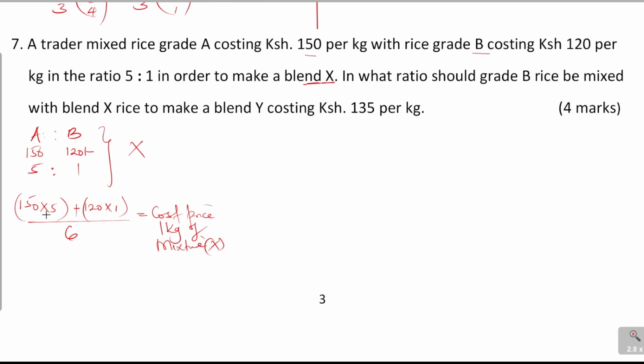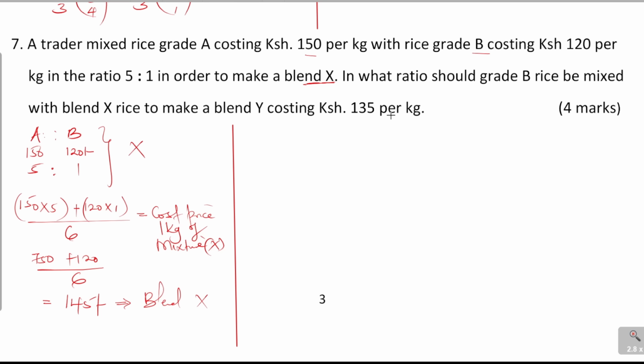So we work out 150 times 5, that will give 750, plus 120, divided by 6. So we work this out: 750 plus 120, and then we divide by 6. So we get 145. So that is the cost of 1 kg of blend X. It's good to note that. So this one is blend X.